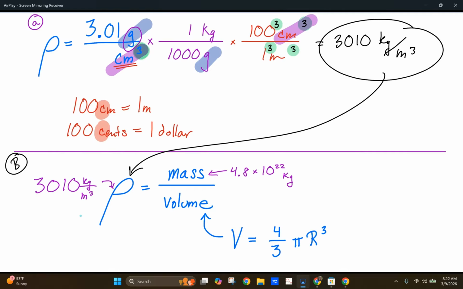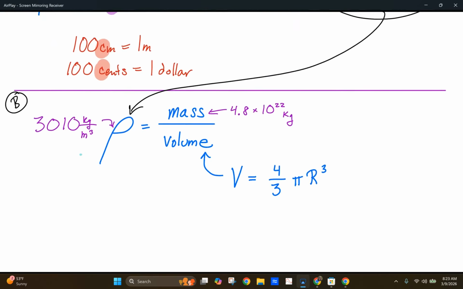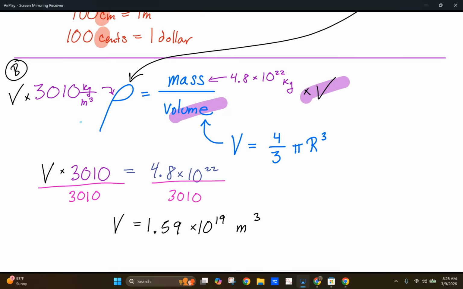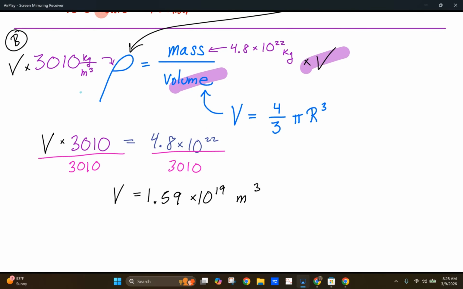And then once we have volume, we can remember that volume is equal to 4/3 pi r cubed. So I'm going to start by just solving for volume. So what I'm going to do is multiply volume to the other side, and then divide by the 3010. So I get a volume of 1.59 times 10 to the 19 meters cubed. And once I have this, now I can go ahead and solve for my radius, because I know that my volume is 4/3 pi r cubed.